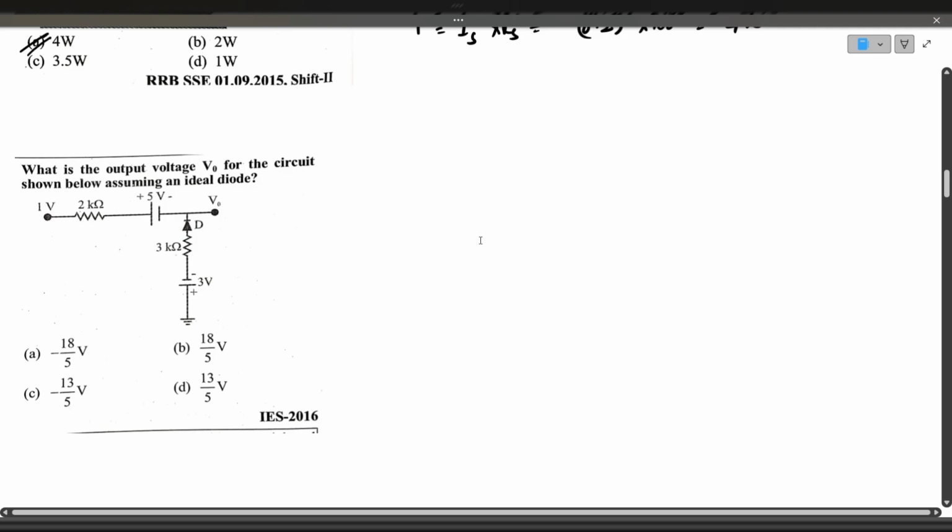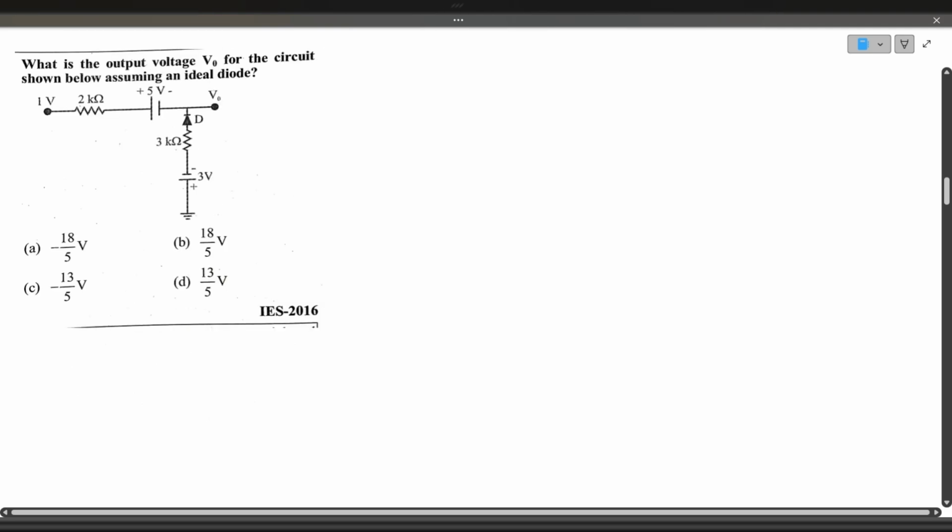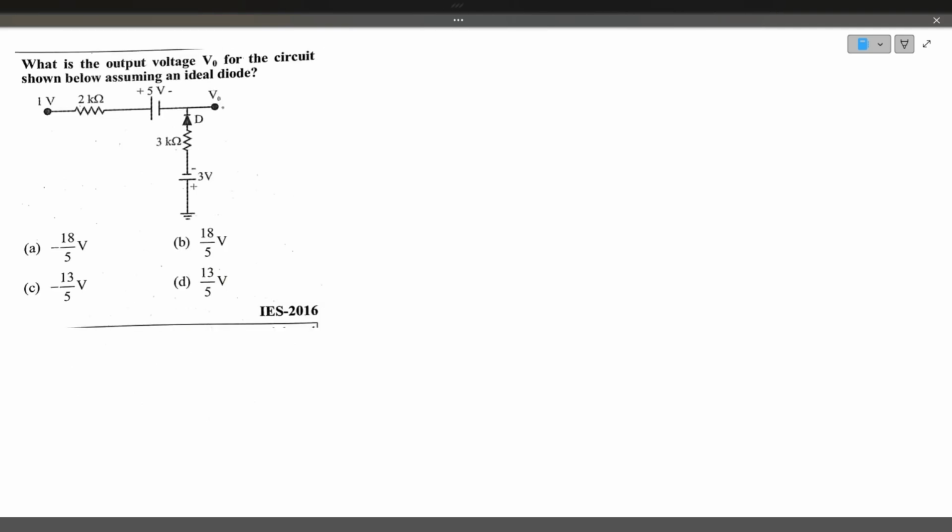We'll see the next question. What is the output voltage V naught, that is here? Output voltage V naught for the circuit shown below, assuming the diode is ideal. He is telling us the diode is an ideal diode. Okay, now let's see this question.